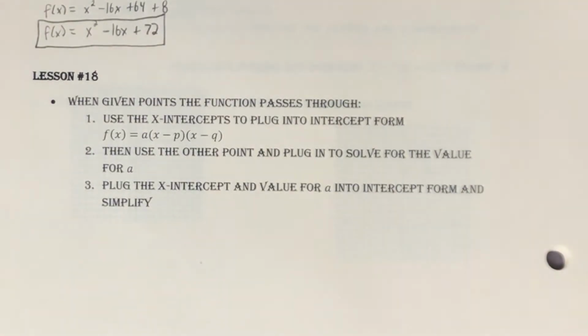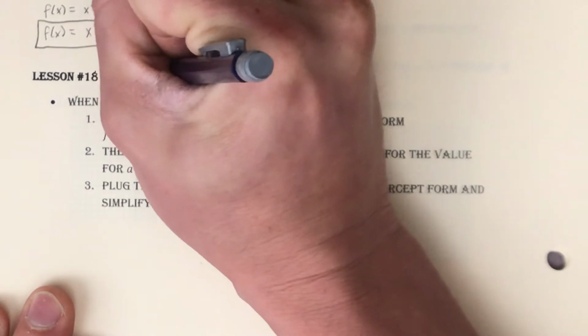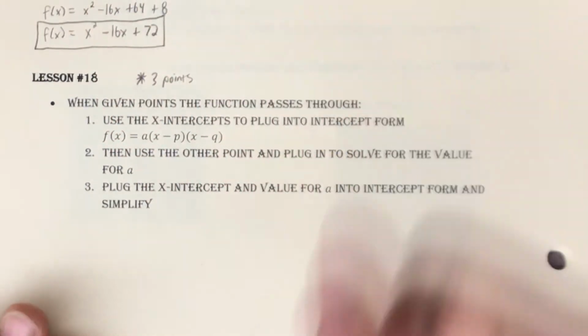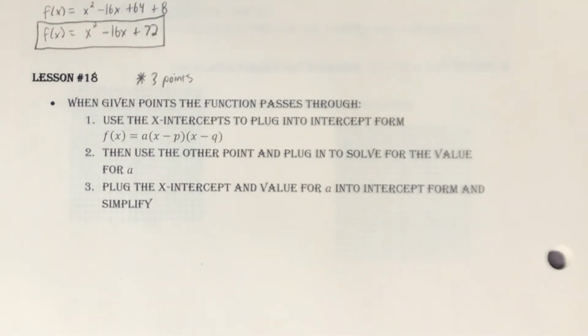So we are on to lesson number 18, which is still about writing quadratic functions. We're going to talk about how to write the quadratic functions when they give us multiple points. What you're going to see on these problems is they are typically going to give you 3 total points that this thing passes through. So where are these points? All of that is what we kind of need to recognize.